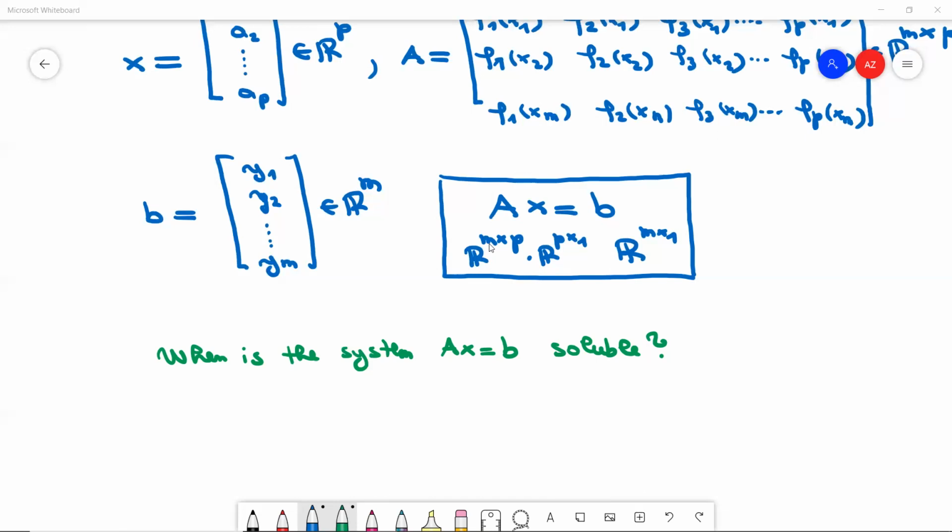Maybe I can help you. So it helps to write A as a matrix with columns A1, A2, up to AP, for the parameters, let's say capital A1, capital A2 up to capital AP. So these are the columns of A.